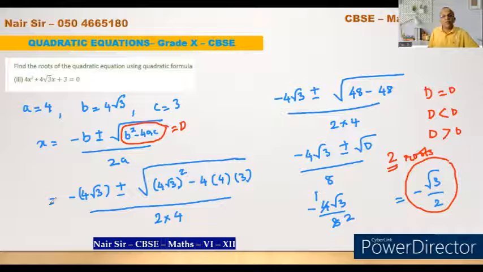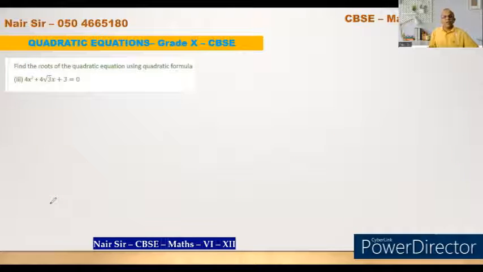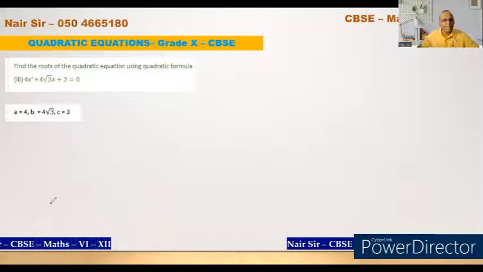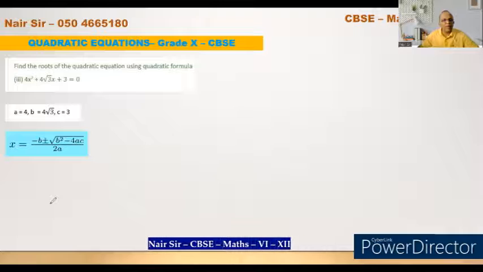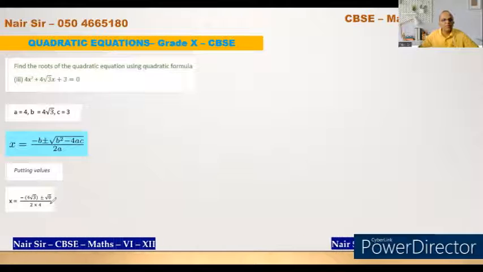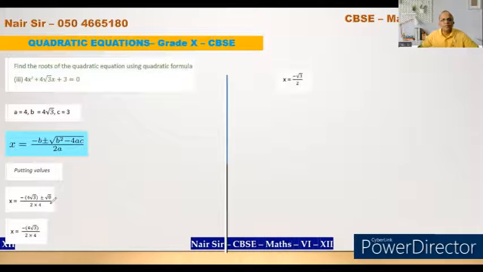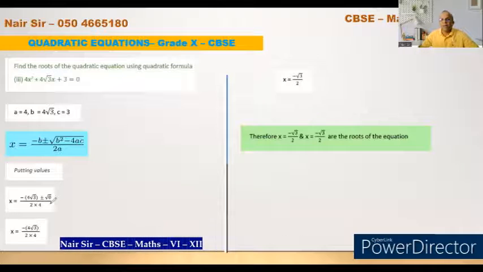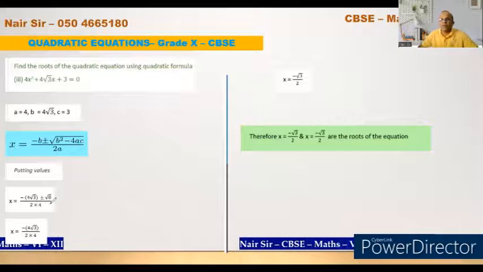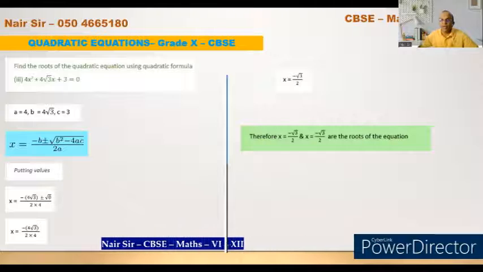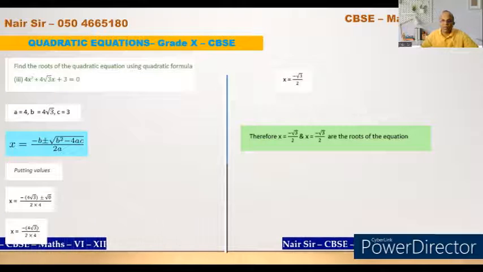Numbers will change. Okay, you are in grade 10. So let's see. The answer is x is minus root 3, and x is minus root 3, are the roots of the equation.